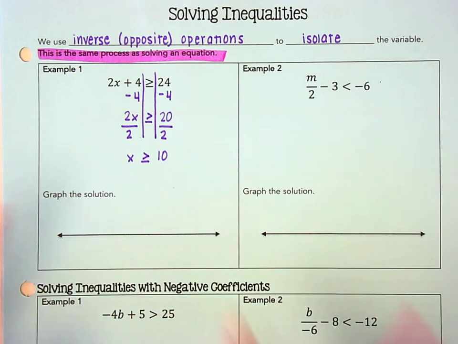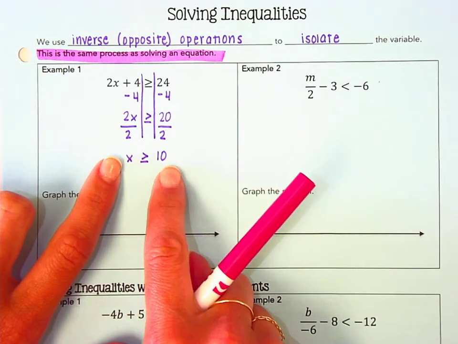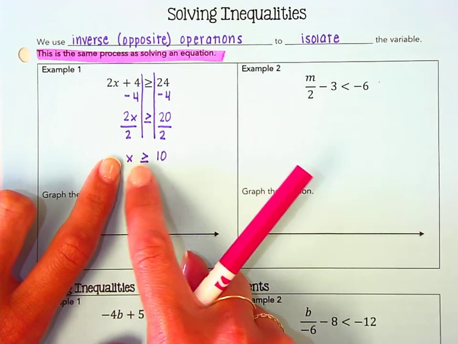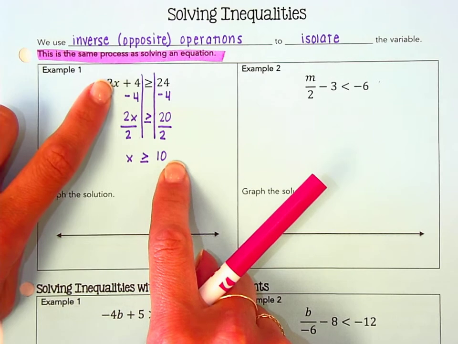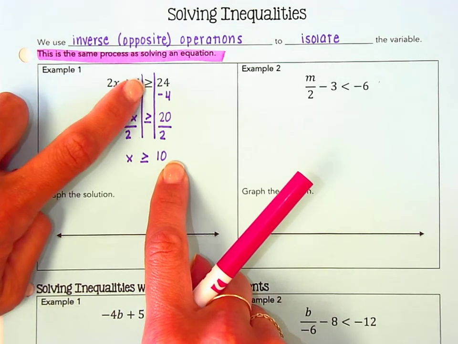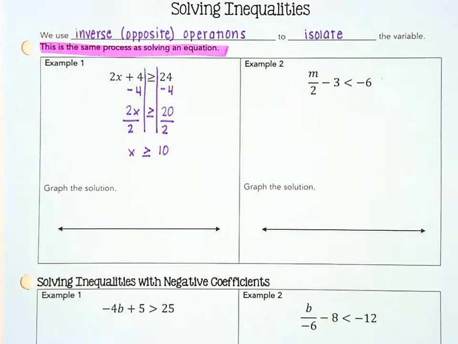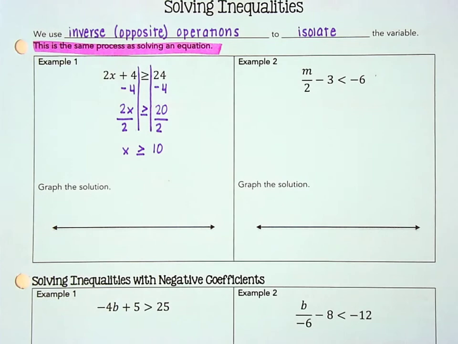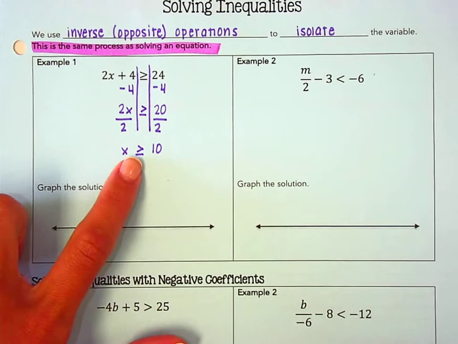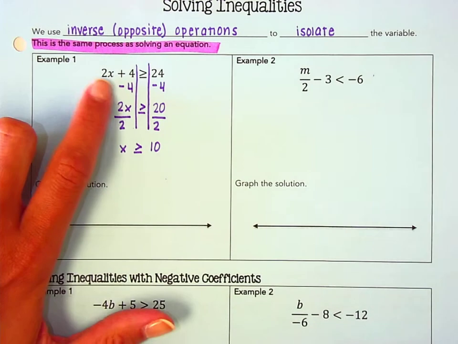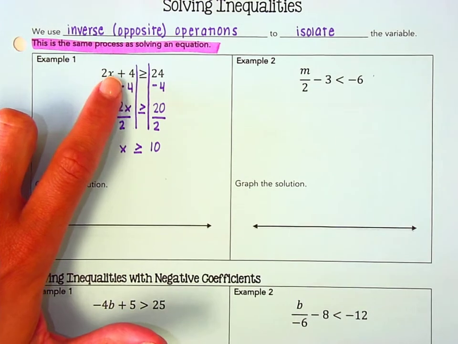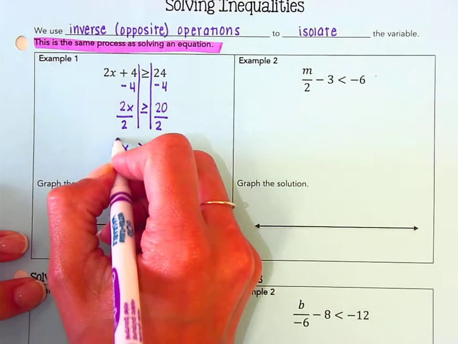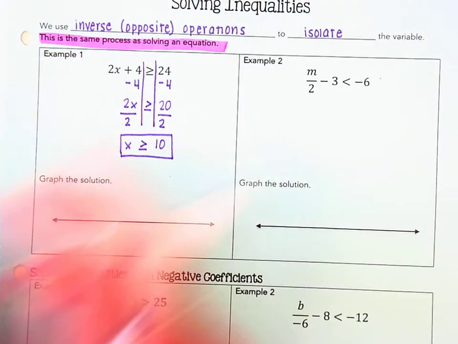So we can check using any value for x that makes this inequality true. So x has to be greater than or equal to 10. I can check with 10. 10 is greater than or equal to 10. 2 times 10 is 20. 20 plus 4 is 24, which is greater than or equal to 24. I also want to check using something that's greater than 10 to make sure that that piece of it is accurate as well. So 11 is greater than or equal to 10, so I'm going to use that. 2 times 11 is 22. 22 plus 4 is 26, which is greater than or equal to 24. So I know that this solution is in fact correct.